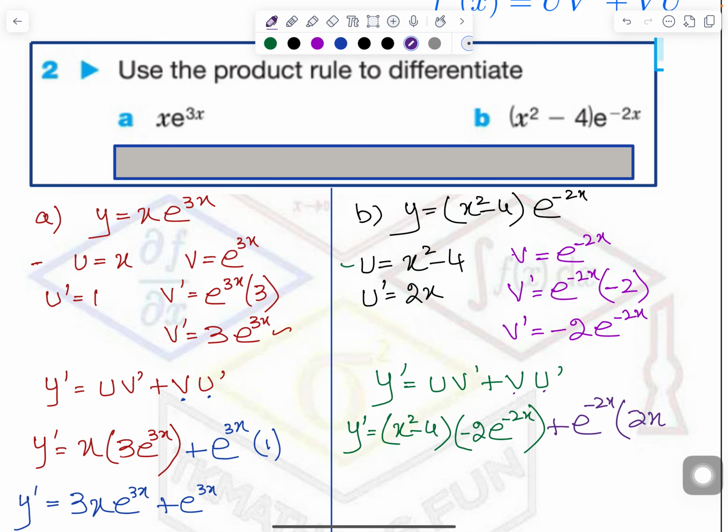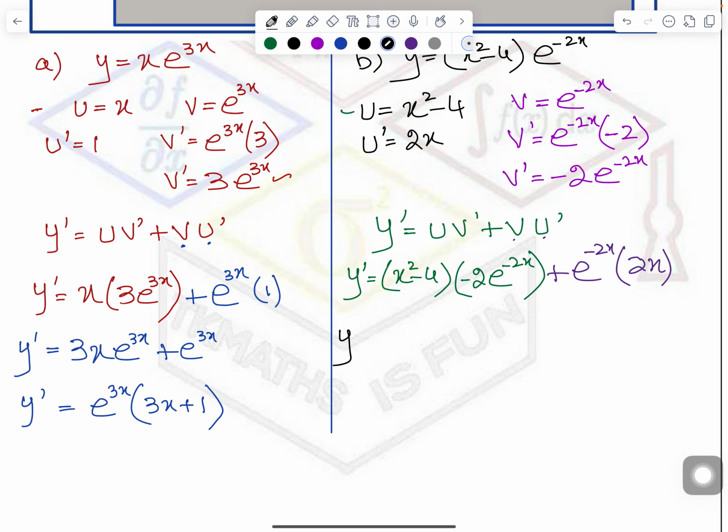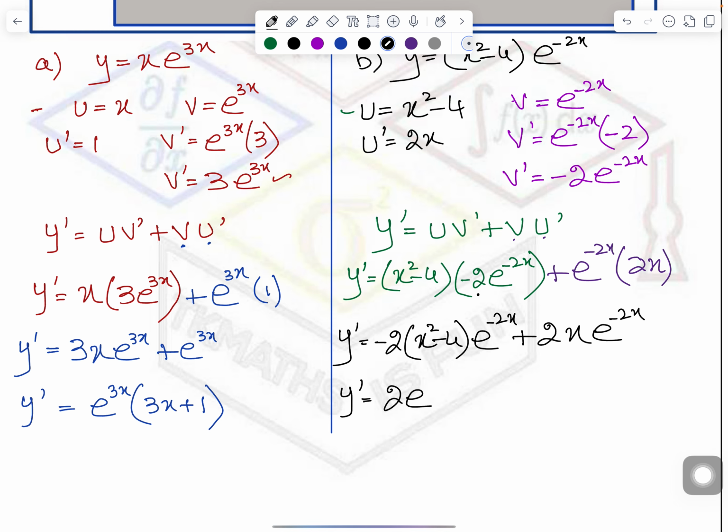So let's rearrange it clearly. So it will become minus 2, I'm taking this minus 2 outside, x square minus 4 e power minus 2x plus 2x e power minus 2x. So if you see in these two terms, what do you see? What is the common factor? Absolutely right, it is 2 and e power minus 2x. So I am taking 2 e power minus 2x as a common factor.